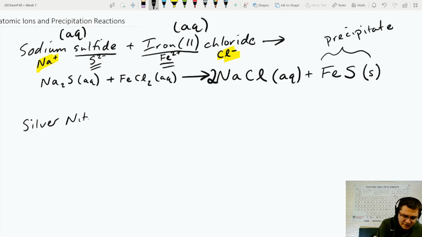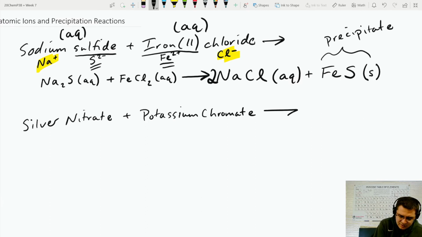So silver nitrate and potassium chromate. Oh, and I should throw in that they're aqueous because he had them both in solutions. The silver nitrate was the clear solution sitting in the beaker, and the potassium chromate was what he had in his dropper. And then when they combined, they formed a precipitate. We can predict what that precipitate is.